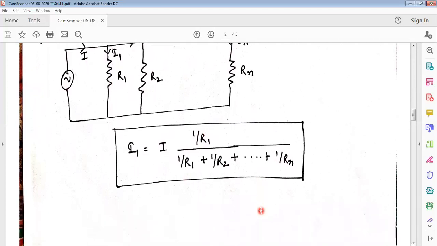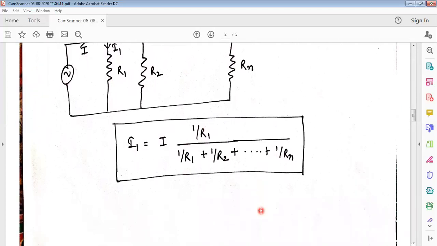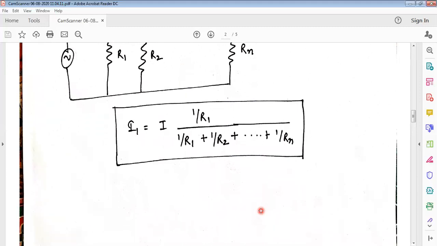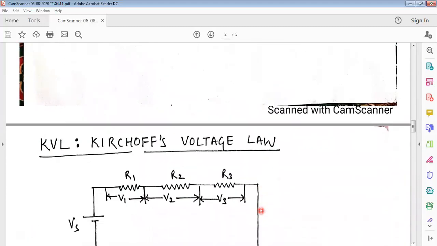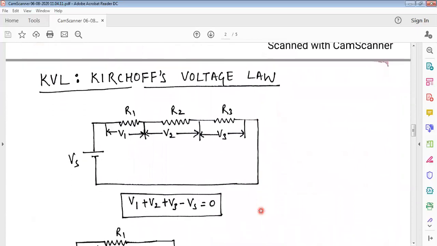So this was about Kirchhoff's current law and the current division rule: how to derive the current division rule, how to remember the formula, and how to apply it for different circuits, if resistors are connected in parallel, or inductors are connected in parallel, or capacitors are connected in parallel. Now let's see Kirchhoff's second law.